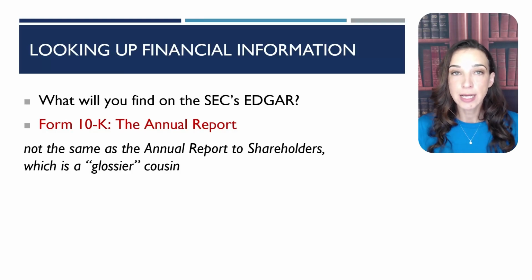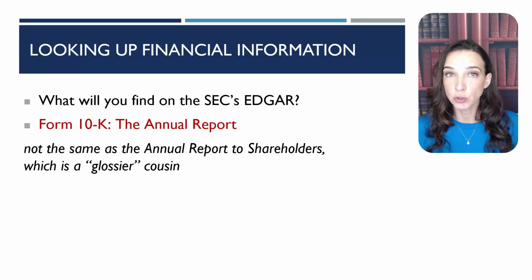Firms also create something called the annual report to the shareholders, which I call a slightly glossier cousin to the 10K. I'm going to show you very briefly what I mean, but I will highlight that the 10K is the main repository of financial information. That's the one that's regulated. That's the one which the SEC looks at, what the SEC requires to be on file, and the one that we're able to find on the SEC's EDGAR website.